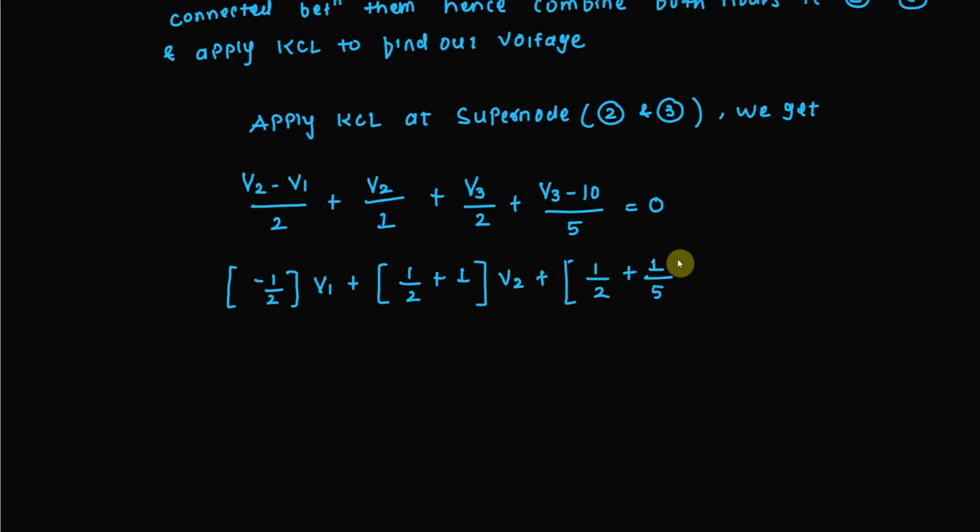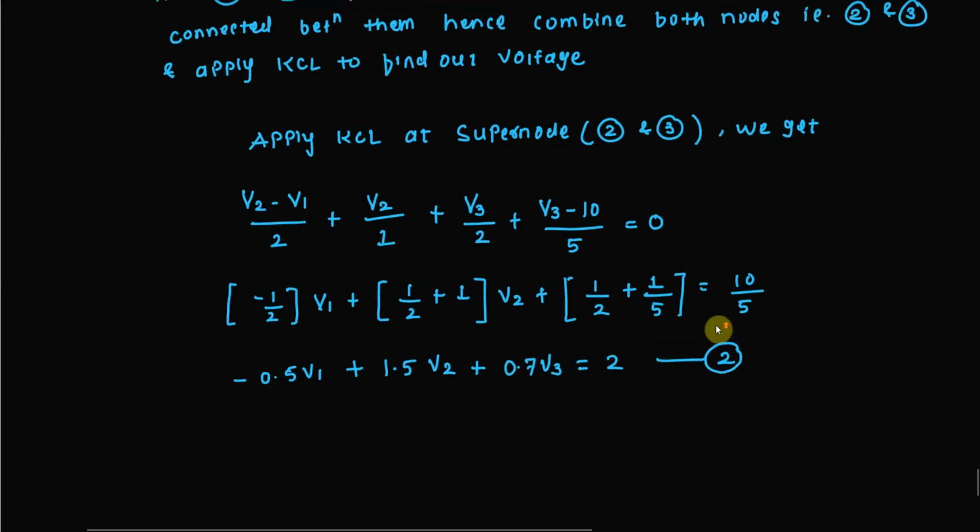Okay, this will be 1 upon 5, and this will become minus 10 by 5. So when you transfer to this side, it is 10 by 5. So if I solve this, this will be minus 0.5 V1 plus 1.5 V2. If you solve this, this will be 0.5 and this will be 0.2. So this will become 0.7 V3, and this should be equal to 2. So this will be your second equation.